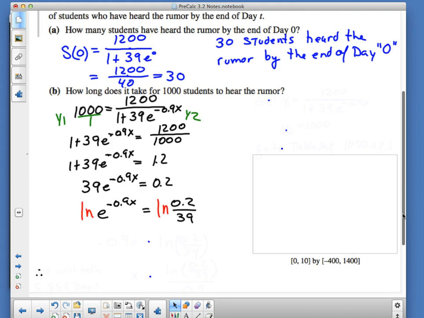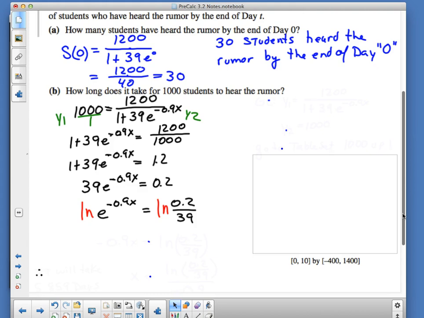You did this last year. Not sure if you're feeling real confident with it. So on a confidence level, how are you guys doing on these? Being able to take the natural log of both sides. I got some thumbs up, I got some thumbs sideways. I got some people looking at me like, are you freaking kidding me, Bloom? It's Friday, I don't want to go through this.